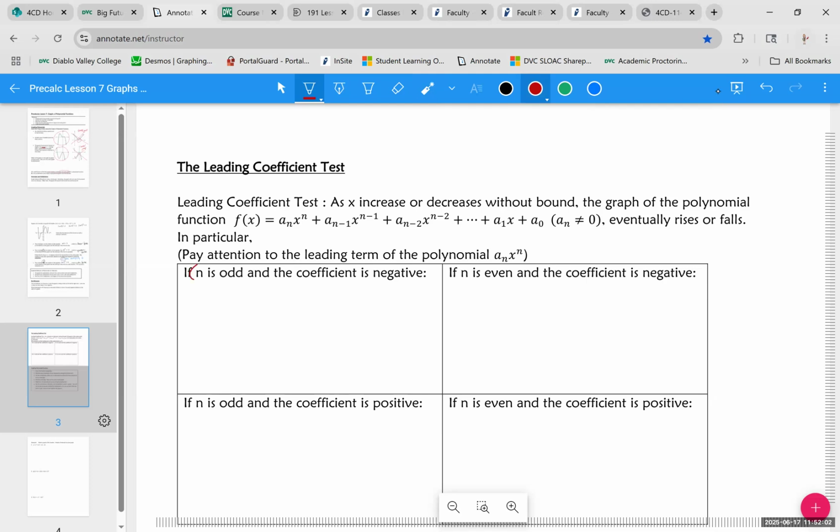So if n is your degree, if it's an odd degree and the leading coefficient is negative, the graph is going to go, I don't know what it does in the middle, but it's going to go up to infinity on the left side and down to -infinity on the right side. So up on the left side and down on the right side.